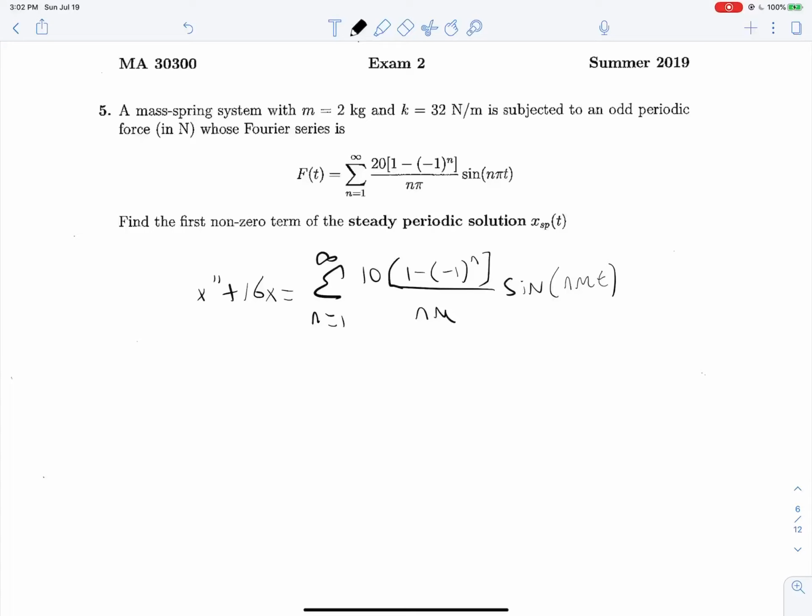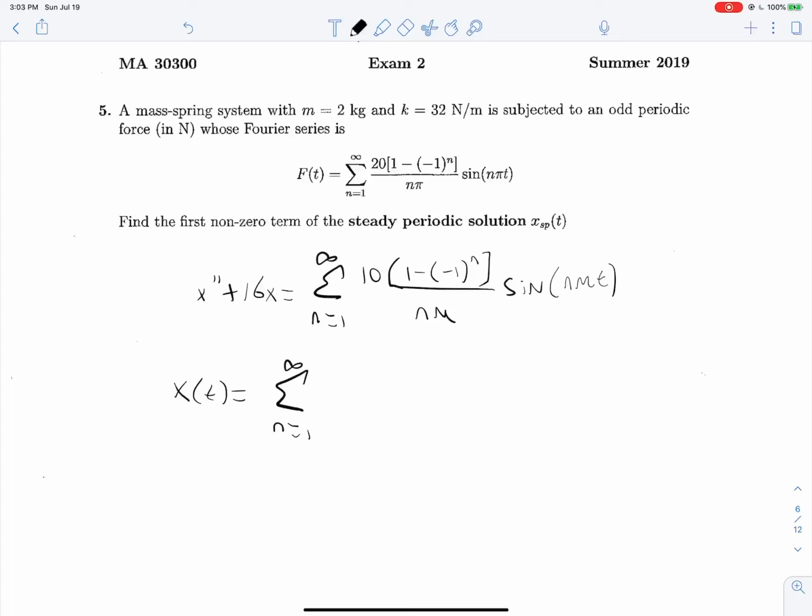So now, just like what we did in 266, or I believe they did some of this in 262 as well with undetermined coefficients, what we're going to do is assume that x of t is a similar kind of sine series. And what do I mean by similar kind? Well, it's probably going to have different coefficients on it, but it's going to have the same kind of sine term to it.